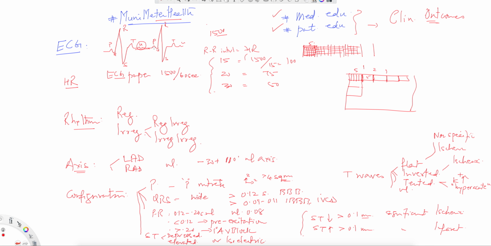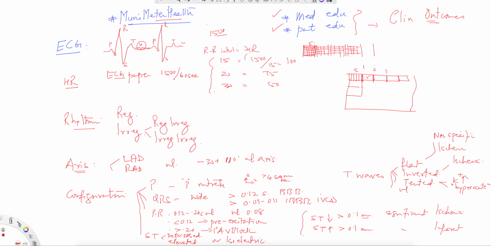Then there was an isoelectric line. Then you have another complex that comes up here. That's your second heartbeat. Now, the best is to measure the RR interval. You could measure PP interval, but PP is very small. Q is even smaller. You could measure SS interval. That's fine. But conventionally, we all call RR interval.